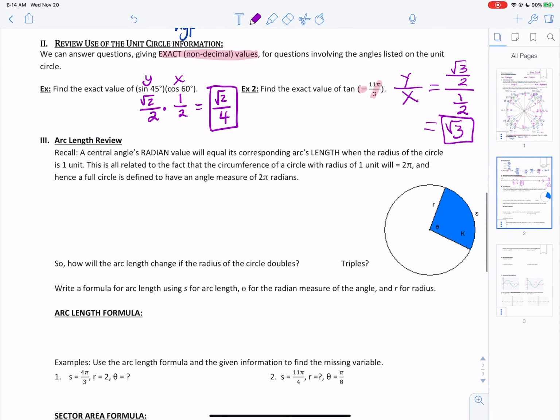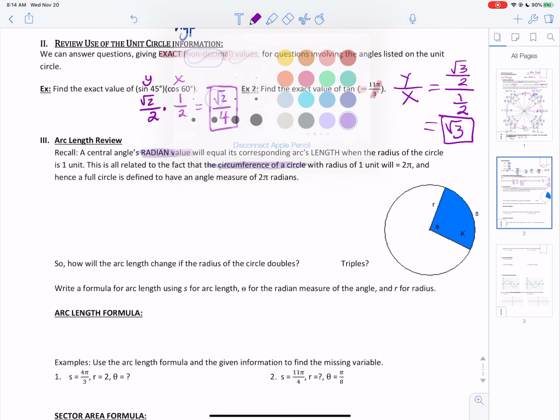All right, arc length review. So we did arc length last year as well. This is all dependent on a radian value. A lot of you are probably not going to remember where the heck radian came from. Radians are directly related to the circumference of a circle when the radius of the circle is 1.